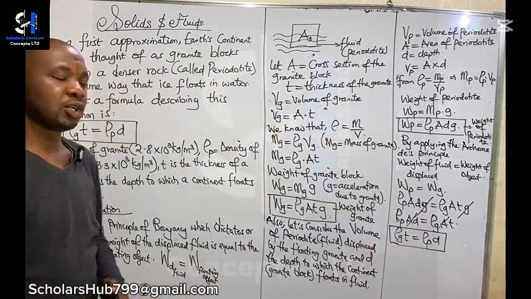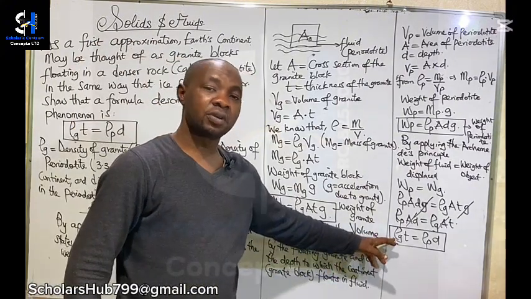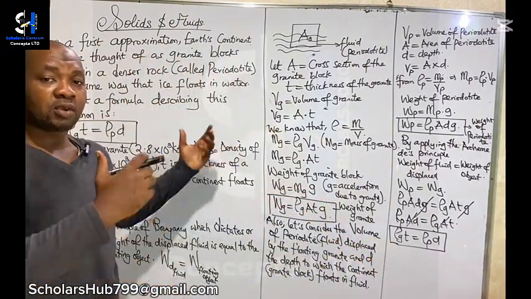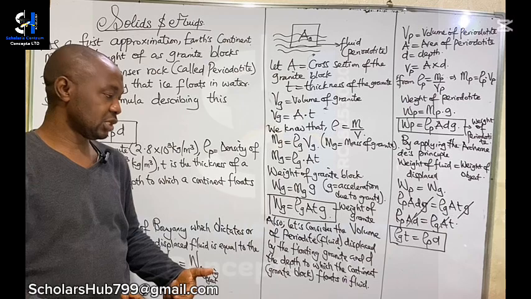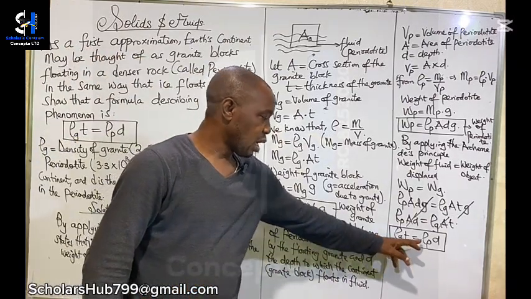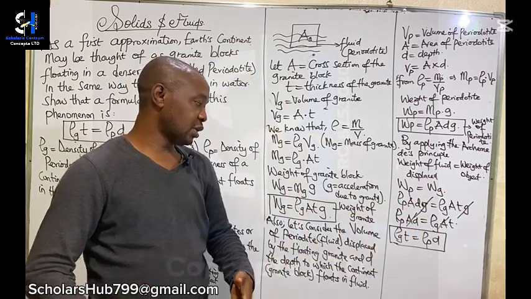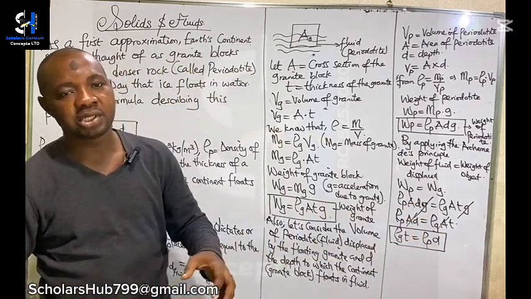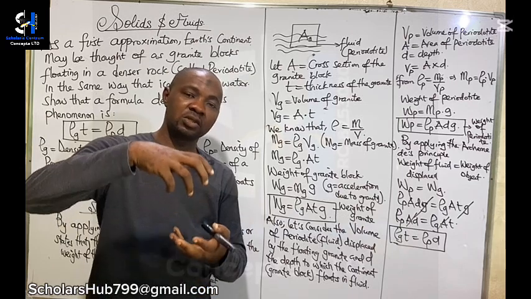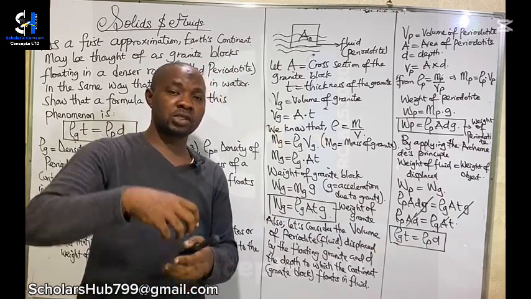This is the formula showing the relationship between the density of granite, the earth continent, and its thickness, then the density of peridotite, which is a fluid, and the depth to which the granite floats in the fluid.